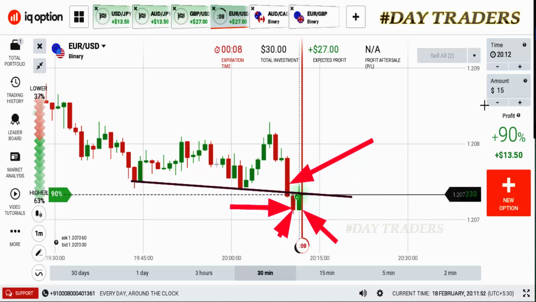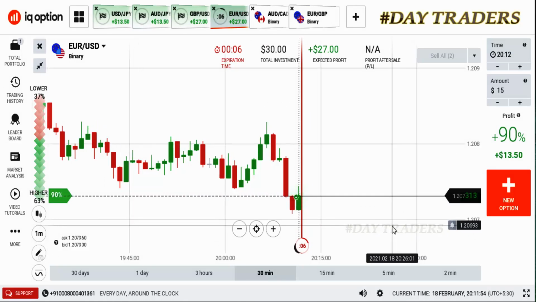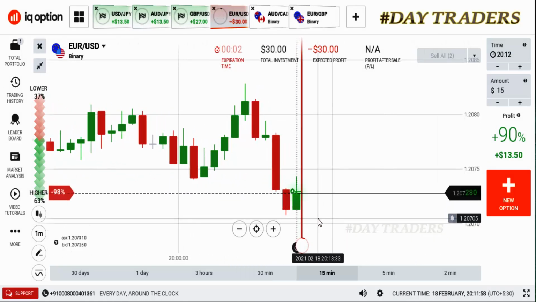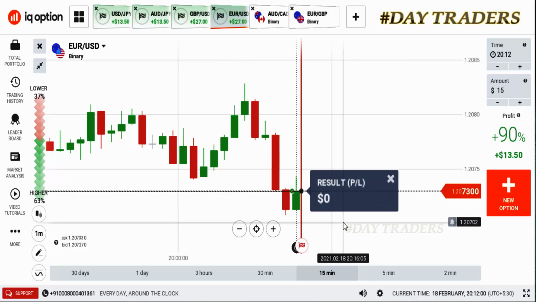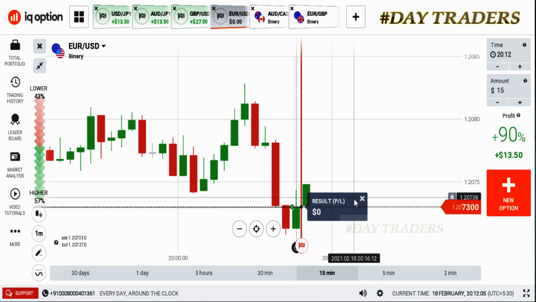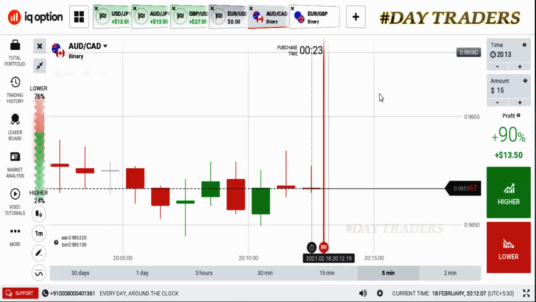Okay, these are very strong sellers, maybe that's the reason it made another bearish candle, and I previously lost my trade. I recovered this trade. Okay, this is ATM, but this is also a bullish candle. Okay, no problem. Check the next pair.